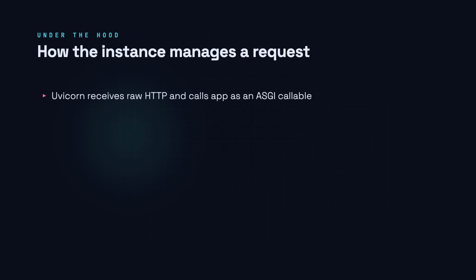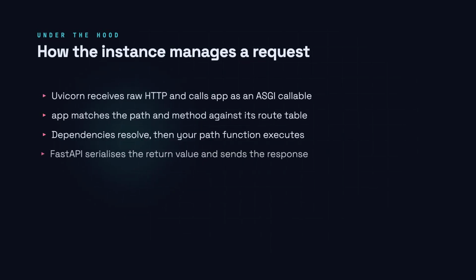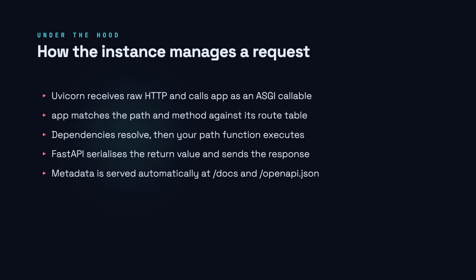When Uvicorn gets an incoming HTTP request, it calls the app object directly, because FastAPI implements the ASGI interface, which means it is just a callable that accepts a connection. The app looks up the path and HTTP method in its route table, resolves any declared dependencies, runs your function, and then serializes the return value into a JSON response. As a bonus, because the app already holds your title, version, and all registered routes, it can generate a complete OpenAPI schema automatically, no extra code required.